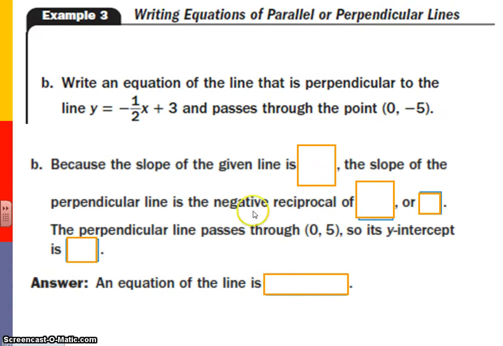Part B asks you to write a perpendicular line to the line y equals -1/2 x plus 3 and passes through the point 0, -5. The only thing we need to know about this equation is the slope. I do not care what this number is at all, this y-intercept. We do not use that. Because remember, we are finding the new line that is perpendicular to this line that they gave us.